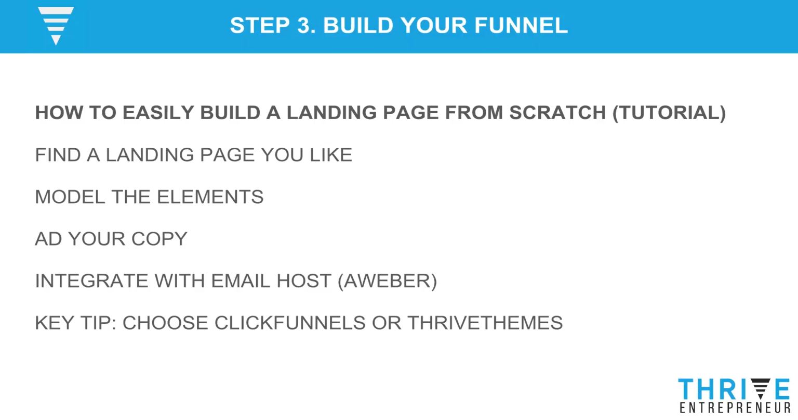First, you find a landing page that you like. Then you model the elements, the images. Model as in you don't copy, but you take the elements that you like. So the layout and the way it looks, images, videos, just the general style. And you add your own sales copy, so the text on the page and the headlines. Integrate it with Aweber, with an email host.